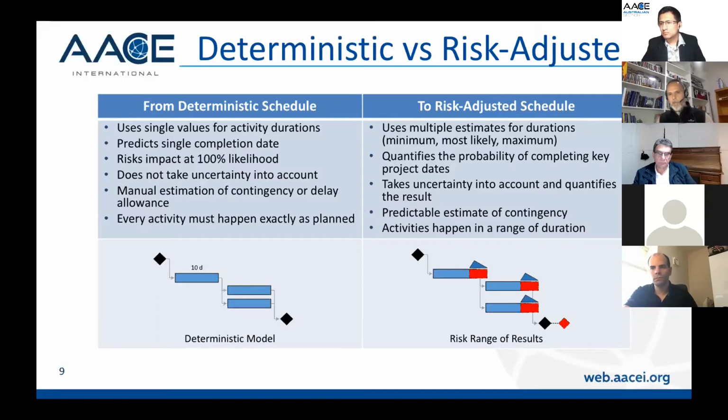On the other hand, we have a risk adjusted schedule where we use multiple durations: the minimum duration, the most likely, and the maximum duration. It quantifies the probability of completing the key project date. So it tells you the chance that we can meet one of the key milestones, or one of the payment milestones. It takes uncertainties into account and quantifies the result, and we will see this through the case study. Then it gives you a predictable estimate of contingency. So we ask what we want: a 70% chance, or 75%, or P90. We will talk about this again through the case study. Activities happen in a range of durations, so it's not a single point.